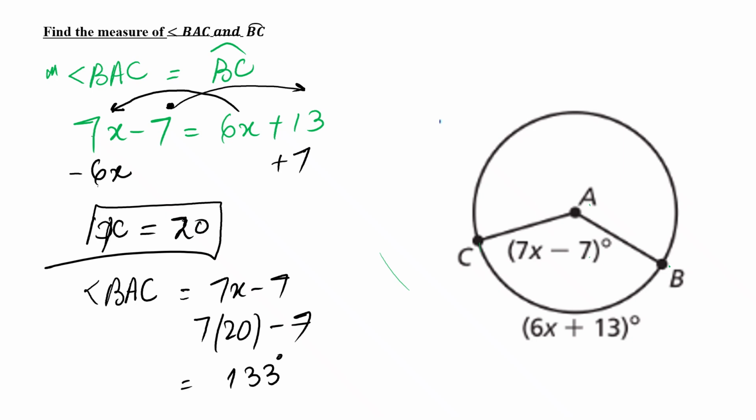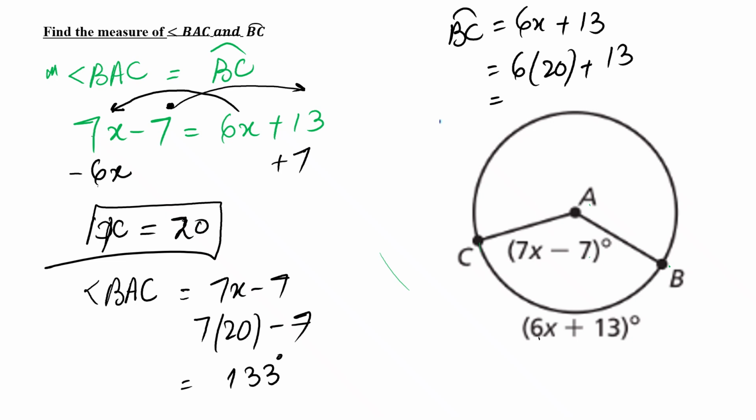Now try to find out arc BC, because arc BC has a value 6x plus 13. Replace the x by 20: 6 times 20 will be 120, plus 13, so it gives us 133 degrees. So they both are the same and have the same results. It means your answer is correct.